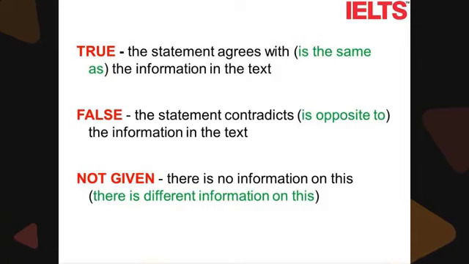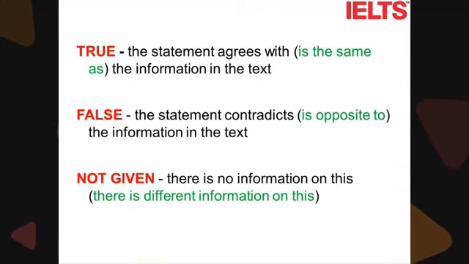And you can see there the definition of true that you'll see in your reading test is that the statement agrees with the information in the text. You need to decide if it's false, the statement contradicts the information in the text, or if it's not given, that there's no information on this. So the text in black there on the screen that you can see is what you'll see in the reading test.